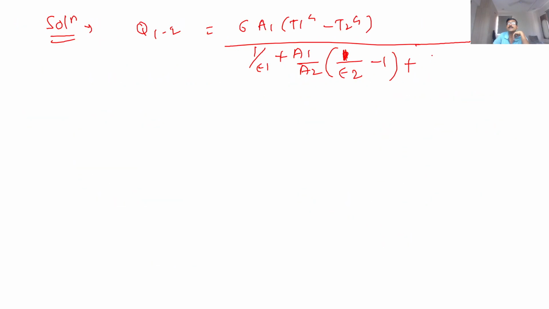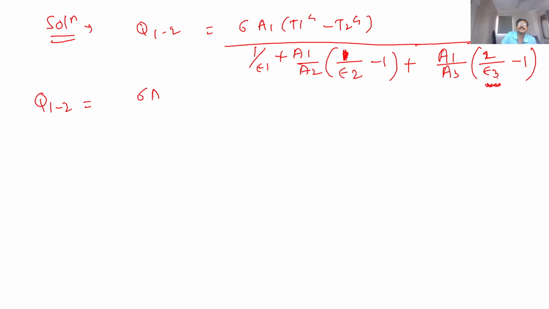So for this, I need to write one more term, A1 by A3, into 2 by epsilon 3 minus 1. That is the term you write for a shield. But remember, I can't use this formula. There is a reason for it. This formula is under the assumption that the shield, that is surface 3, has the same emissivity on both sides. But in our problem, the emissivity is different on different sides of the shield.